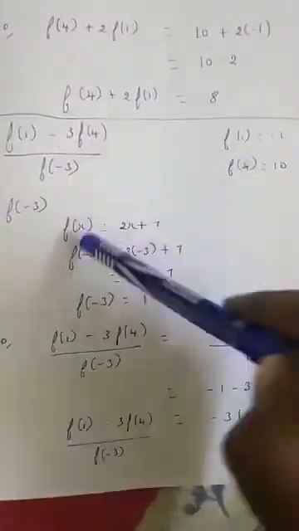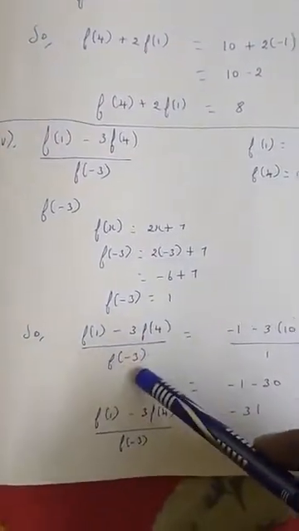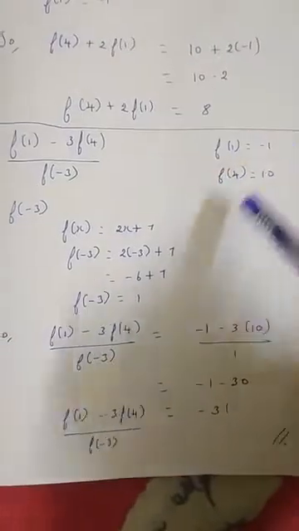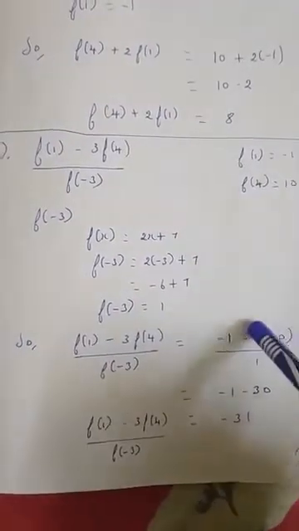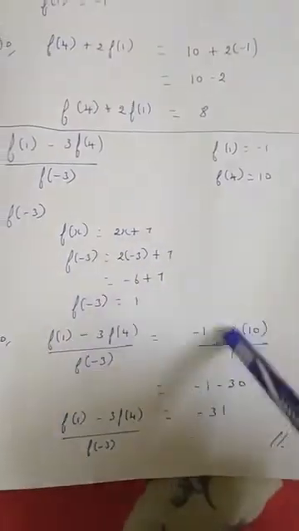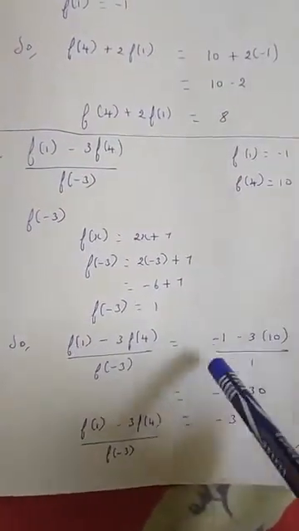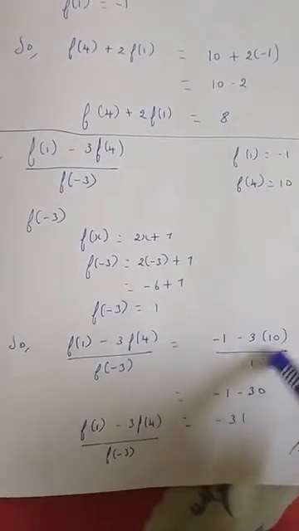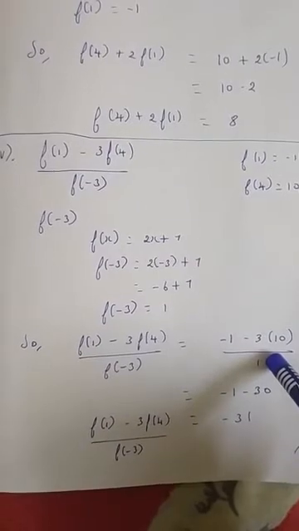Let's substitute all these values in this equation. That is f of 1 minus 3 into f of 4 divided by f of minus 3. What is f of 1? Minus 1. Minus in this equation. So minus 3, it is here. So 3. What is the f of 4 value? 10. So substitute 10. Divided by, what is f of minus 3? 1. So minus 1. What is minus 3 into 10? Minus 30.